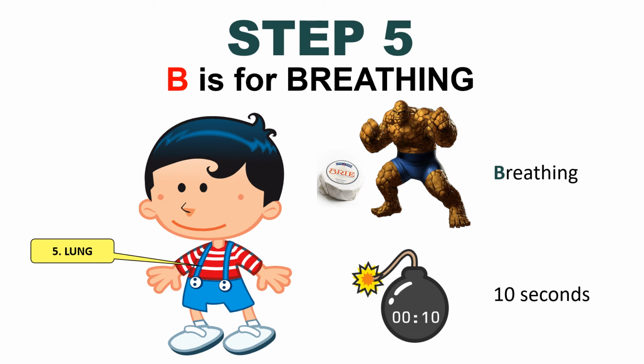Step 5. B is for breathing. So position number 5 was our lung. We had the image of the brie being smashed by Thing from the Fantastic Four to represent breathing. We check for normal breathing for 10 seconds. If our casualty is not breathing, we move on to CPR. If our casualty is breathing, we place them in recovery position and wait for the ambulance.